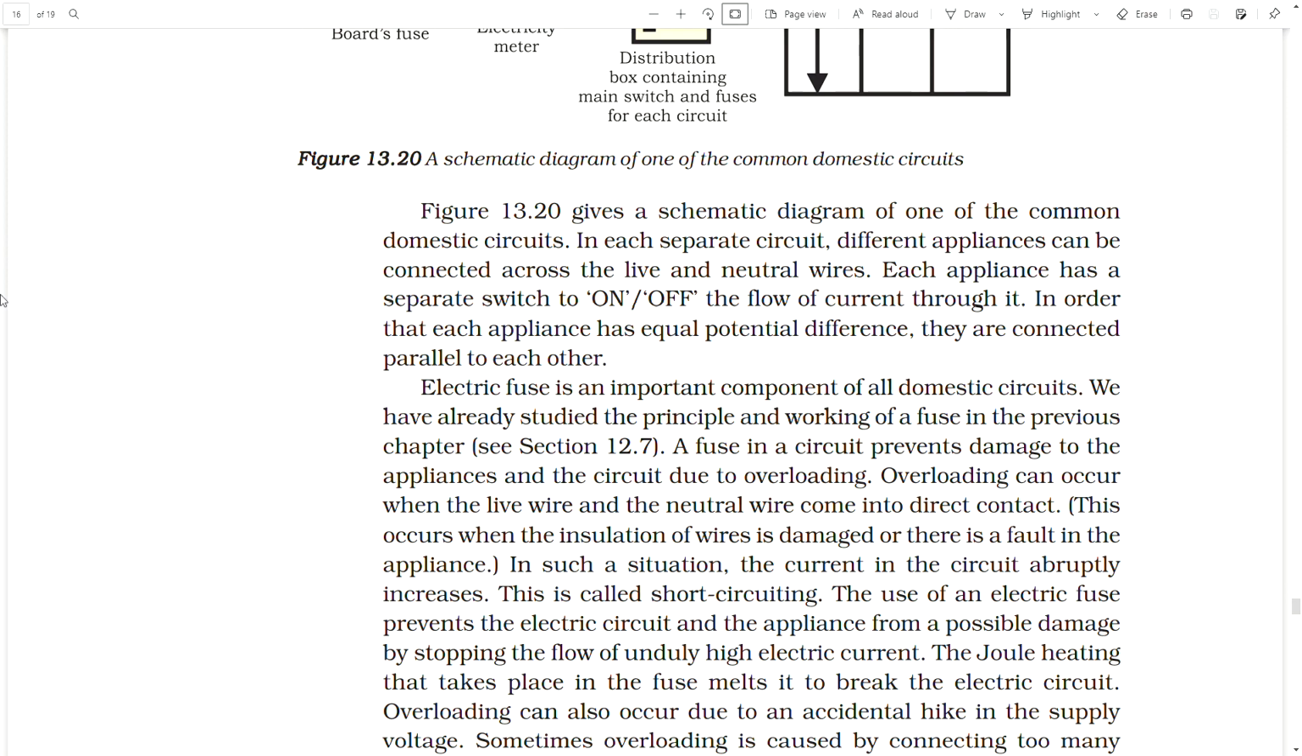The figure gives a schematic diagram of one of the common domestic circuits. In each separate circuit, different appliances can be connected across the live and neutral wires. Each appliance has a separate switch to turn on or off the flow of current through it. In order that each appliance has equal potential difference, they are connected parallel to each other.